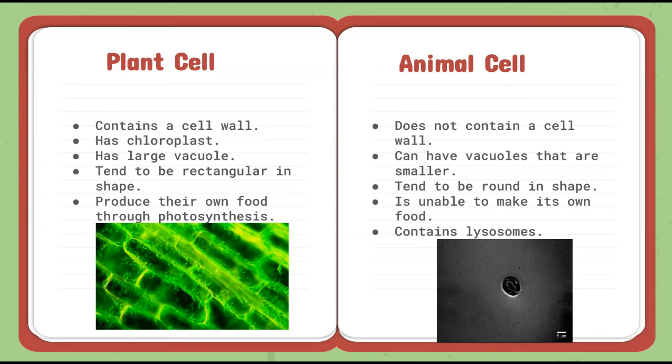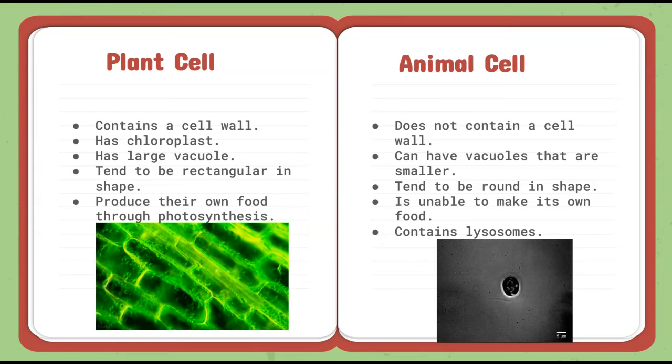The animal cells are on the right here. They do not contain a cell wall. If they do have a vacuole, they are much smaller in size. Animal cells do tend to be round in shape, and they don't have that rigid structure of plant cells. Animal cells are not able to make their own food.